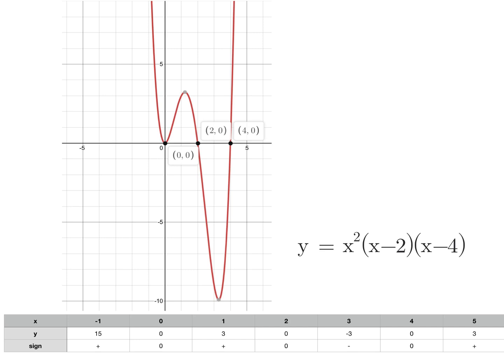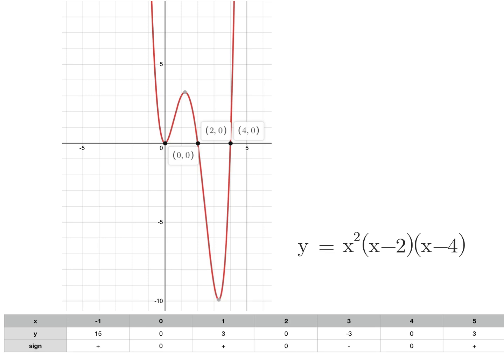And if we sub the values into our equation, let me start with -1. So we do -1 squared, which is 1, times -1 minus 2, which is -3, and then -1 minus 4 is -5. So 1 times -3 times -5 is plus 15. You'll notice that your y value is 15, and the sign that goes with that is a plus because it's a positive value. The y value for 0 is 0.